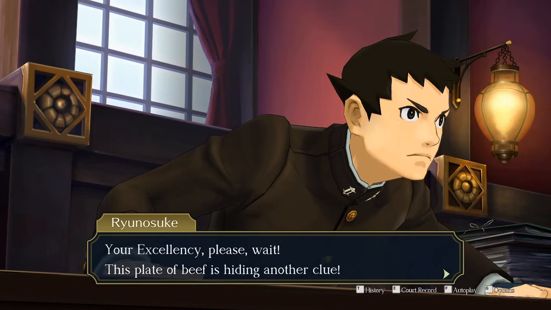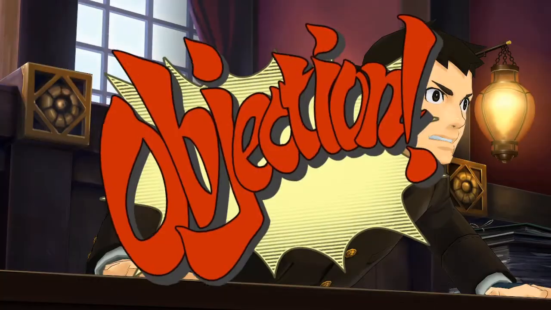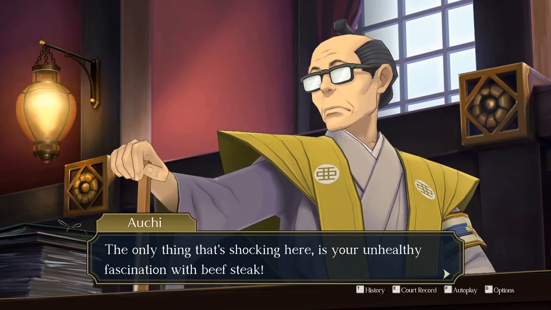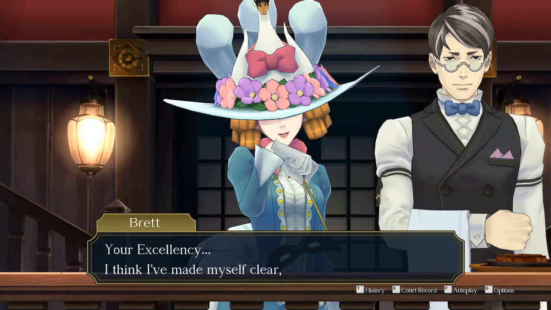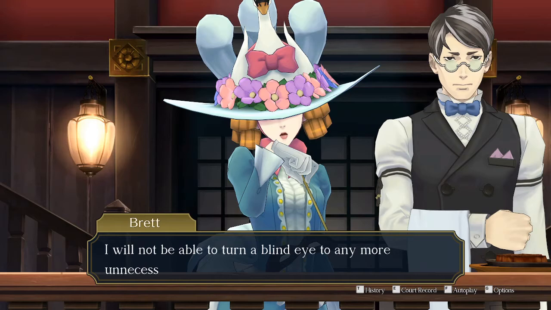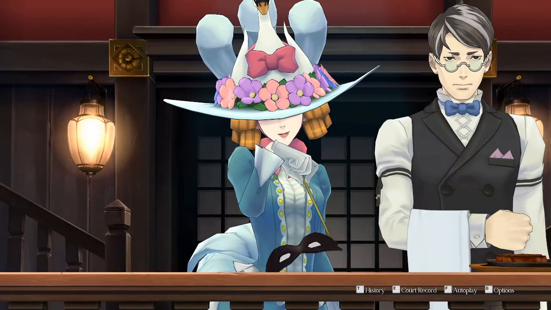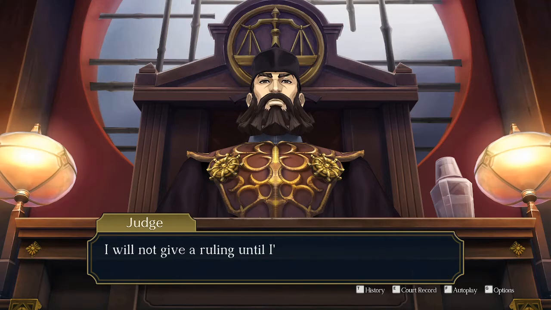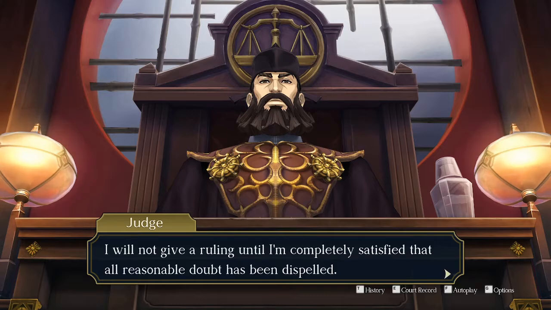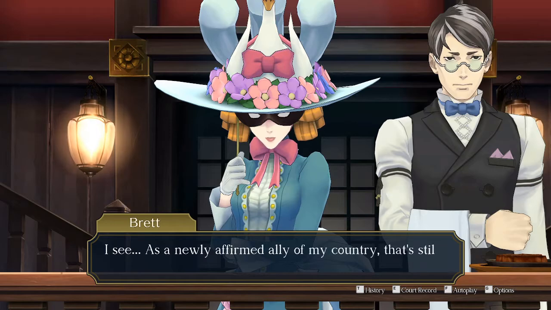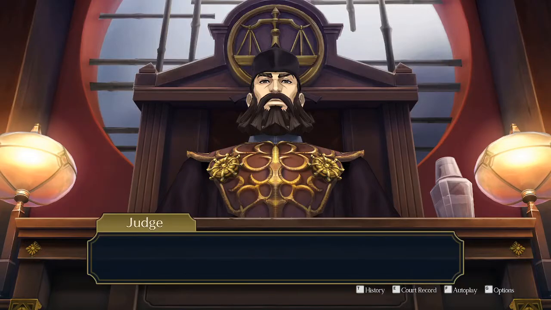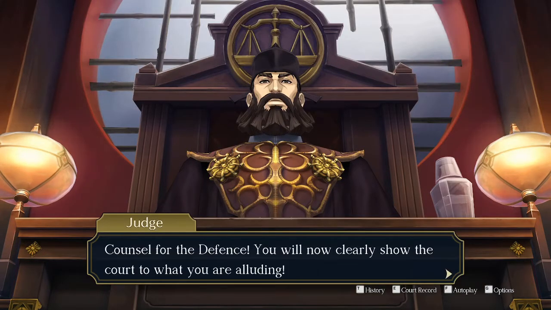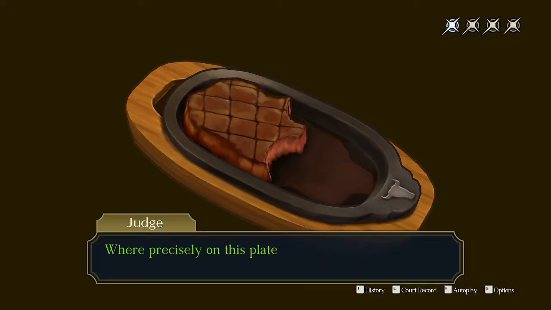Your Excellency, please wait. This plate of beef is hiding another clue. Another clue that reveals a shocking truth. Objection! The only thing that's shocking is your unhealthy fascination with beefsteak. Your Excellency, I think I've made myself clear, haven't I? I will not be able to turn a blind eye to any more unnecessary procrastination in this trial. I'm sorry, Miss Brett, but we must ensure a thorough examination of the evidence. I will not give a ruling until I'm completely satisfied that all reasonable doubt has been dispelled. I see. As a newly affirmed ally of my country, that's still your position, is it? Thank you, Your Excellency. Counsel for the defense, you will now clearly show the court to what you are alluding. Where precisely on this plate of beefsteak is the new clue to be found?